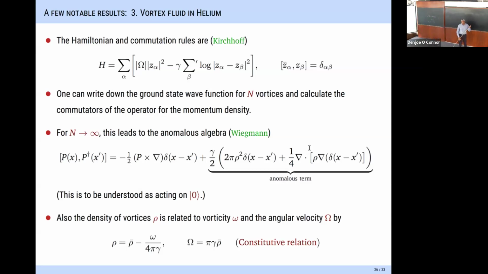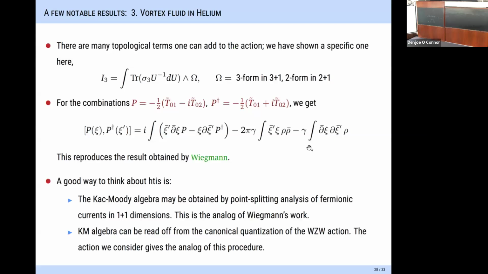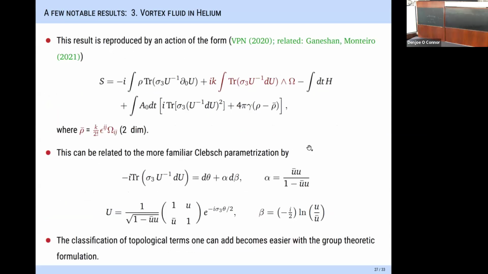Okay. The density of the vortices and the vorticity are related to the gamma. Okay. So we have a relation like that, and now we can ask, how do we understand this in terms of fluid dynamics? So here's what we do. We write down a fluid dynamics action, as I showed you before. So Hamiltonian, there's the action.